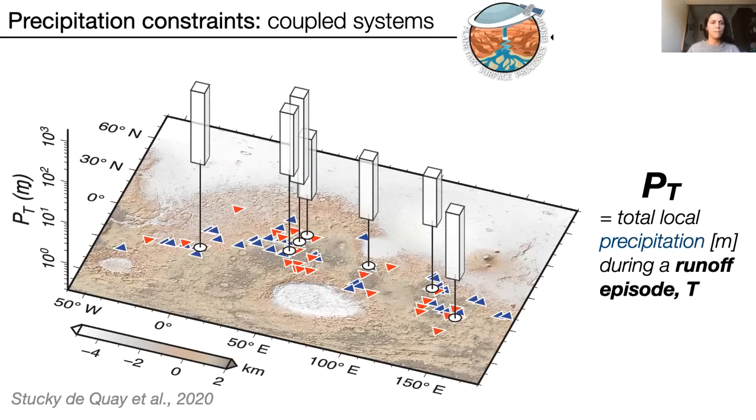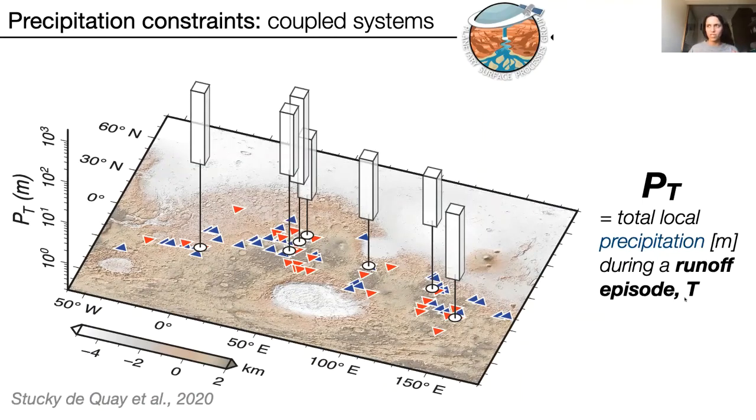That's this PT, or precipitation total amount in meters, which is sometimes tens of meters up to a few hundred meters, but of course this is variable in space. When I say PT, it really is the total local runoff amount during a runoff episode. And so what I'm really going to do next is delve into this concept of a runoff episode.